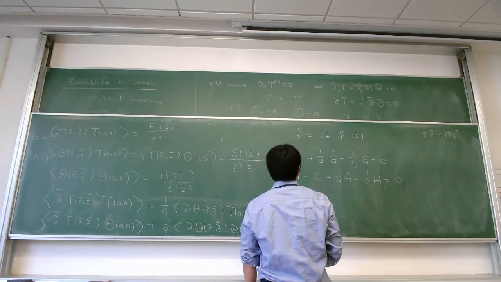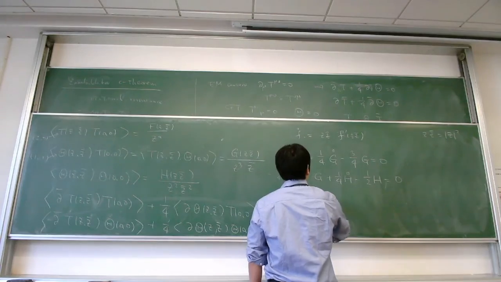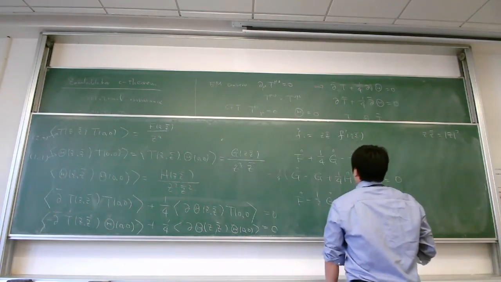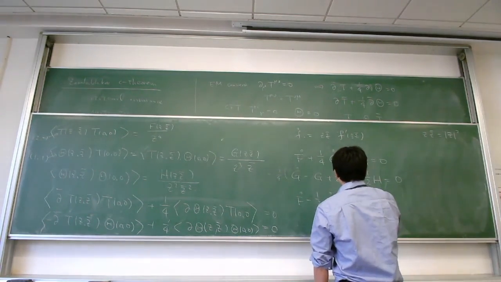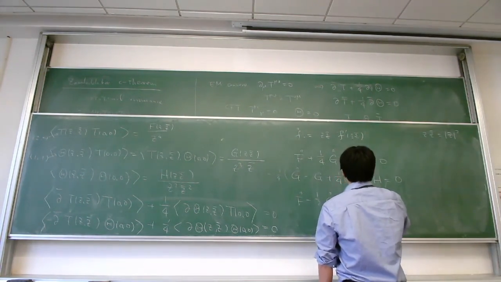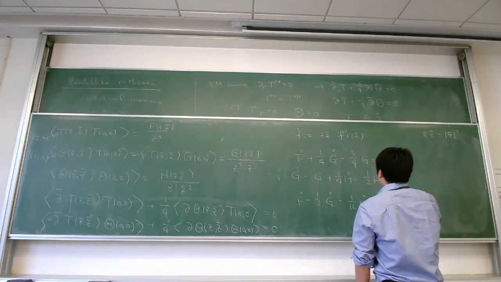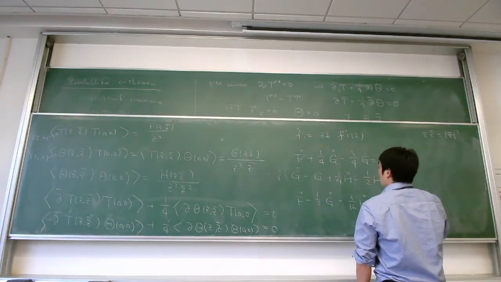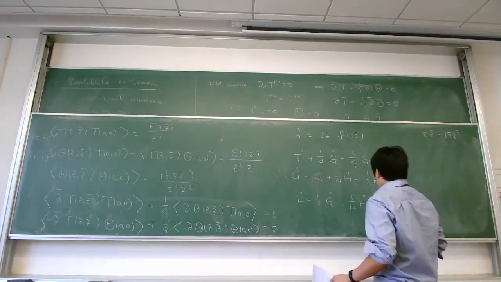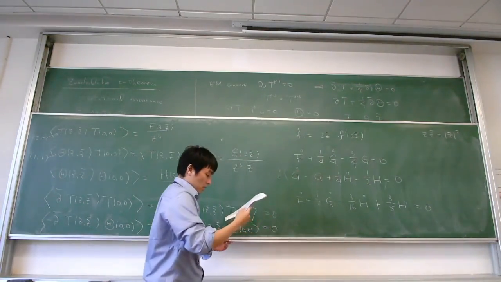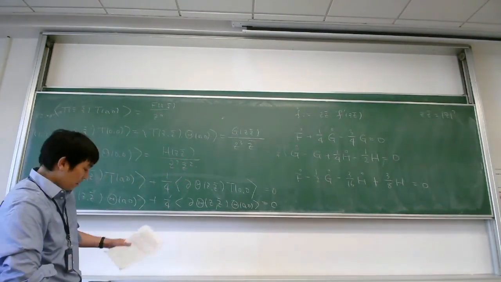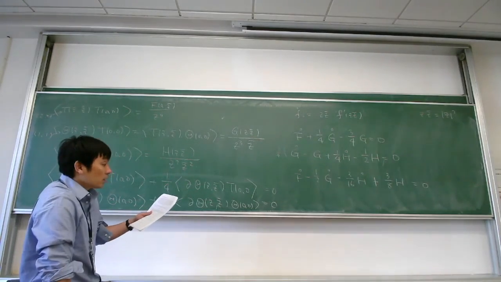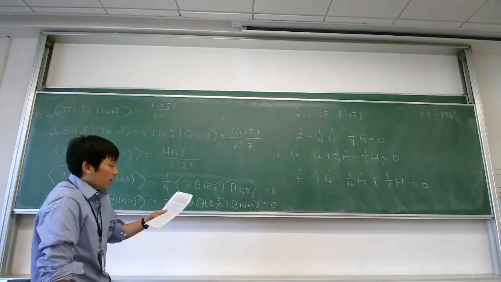I hope I'm not going to make a mistake. So minus 1/2 G dot. And then you have this guy. So minus 3/16 H dot and plus 3/8 H equals 0. Okay, so that's what you get. Do you agree? Or I might have made a mistake. Yeah, I think I'm correct.